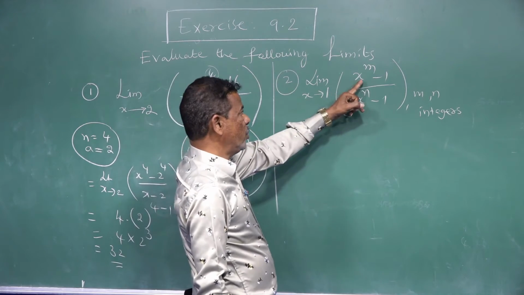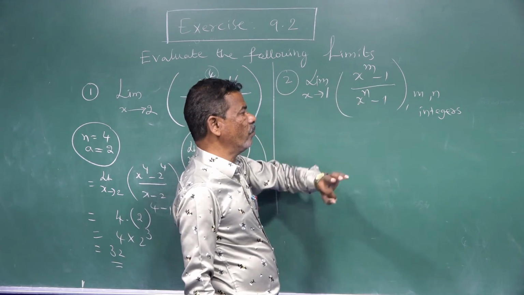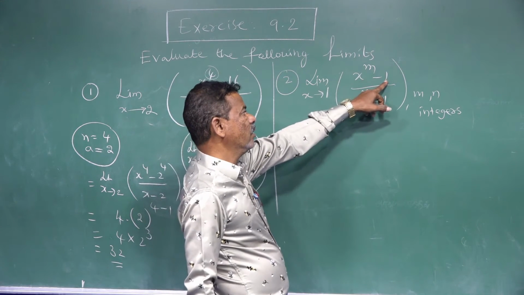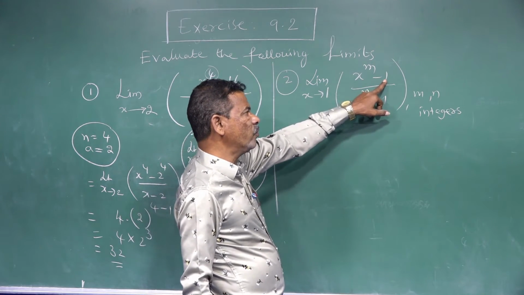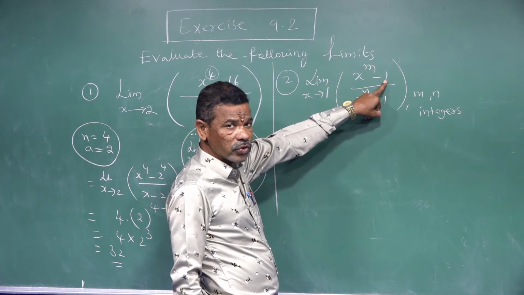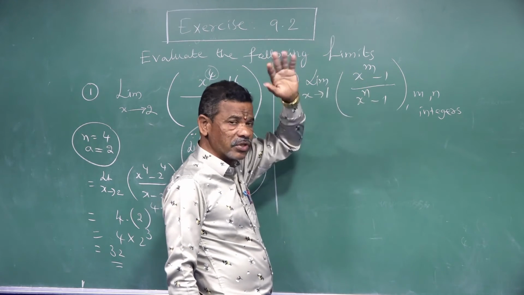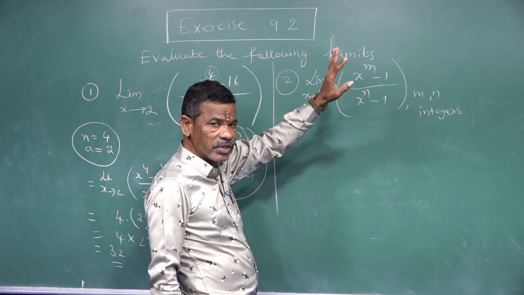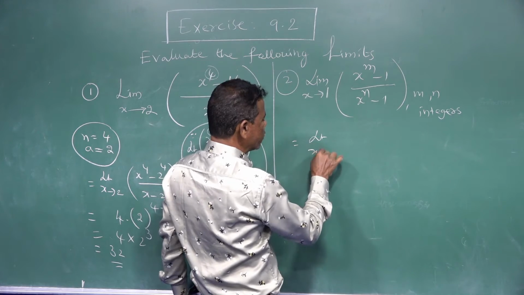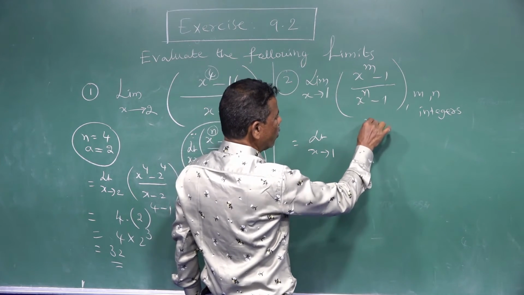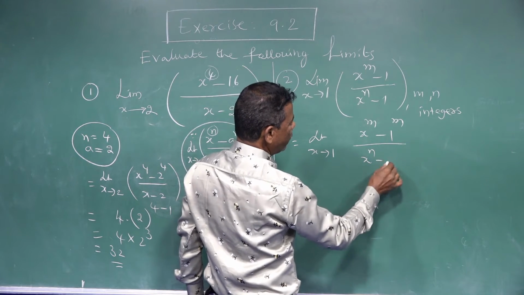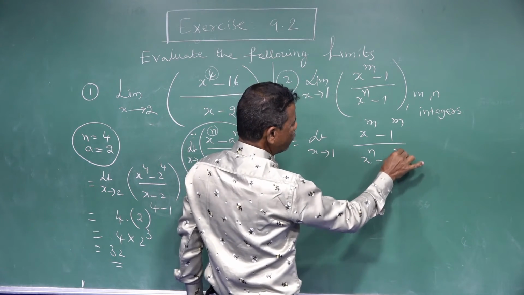Here, x to the power of m minus 1 to the power of something. 1 to the power of 0 is also 1, 1 to the power of 1 is 1, 1 to the power of 2 also. 1 to the power of something is always equal to 1. So this is written as limit x tends to 1, x to the power of m minus 1 to the power of m by x to the power of n minus 1 to the power of n.